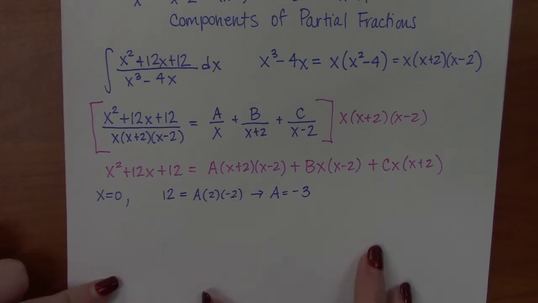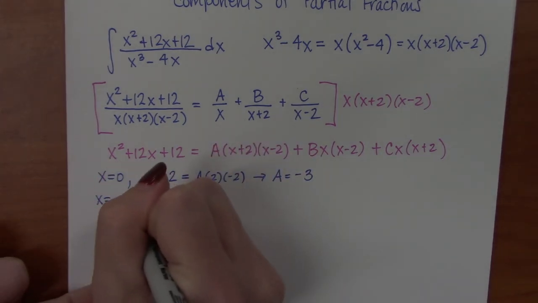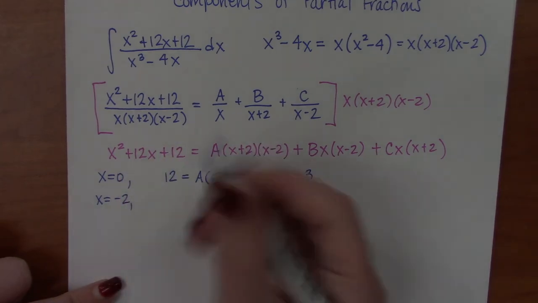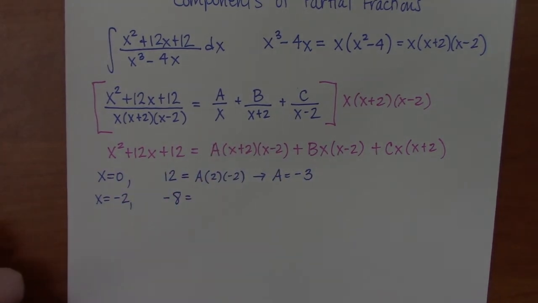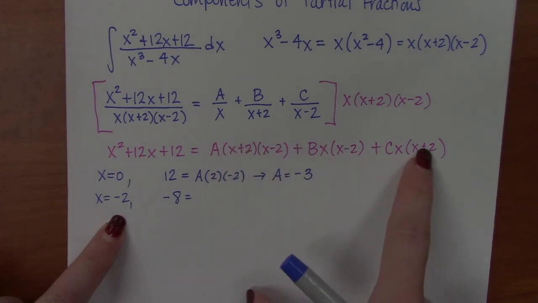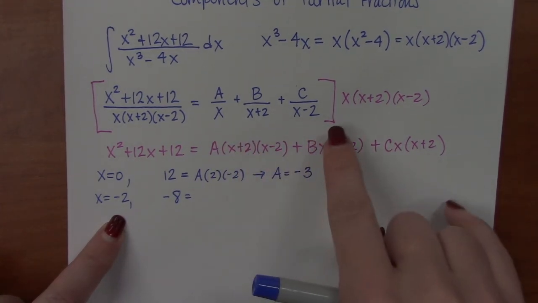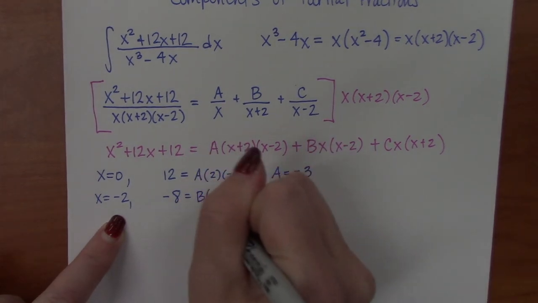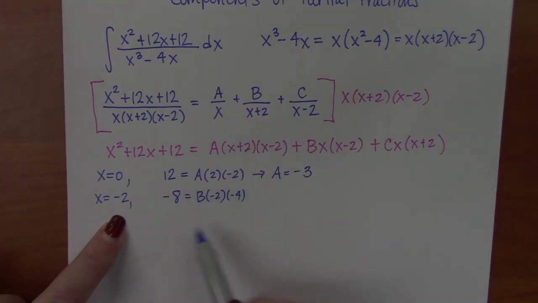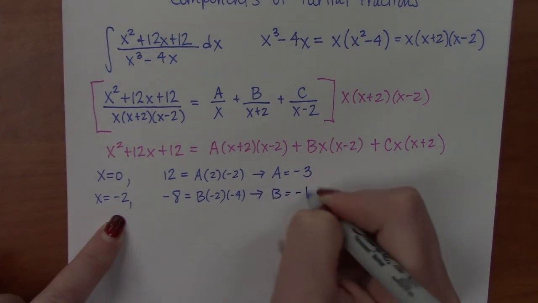So let's try x equals negative 2. If I plug in negative 2 here, I get positive 4, minus 24, which gives me minus 20, plus 12, that's negative 8 on the left side. Let me make sure I did that right. 4 minus 24 is negative 20, plus 12 should be negative 8. I'm really bad with arithmetic in my head. The negative 2 zeroes out all the x plus 2's, so these two terms wipe out, and you only have to plug negative 2 into the middle part. You get b times negative 2 times negative 4, so negative 8 divided by positive 8. So b is negative 1.